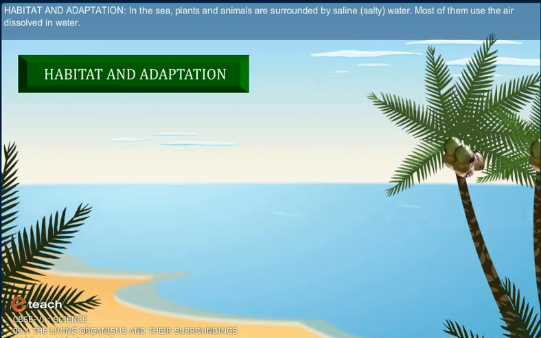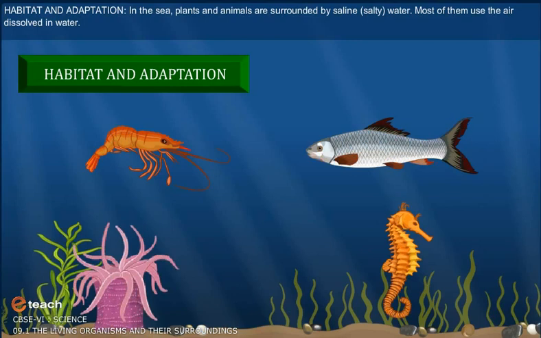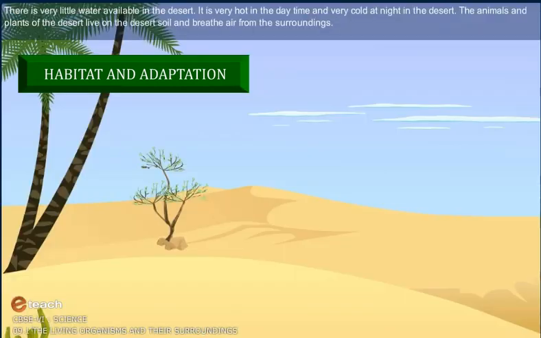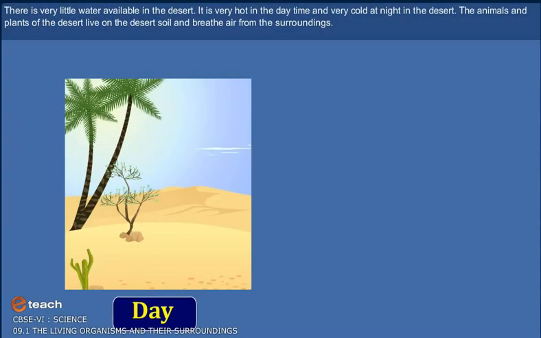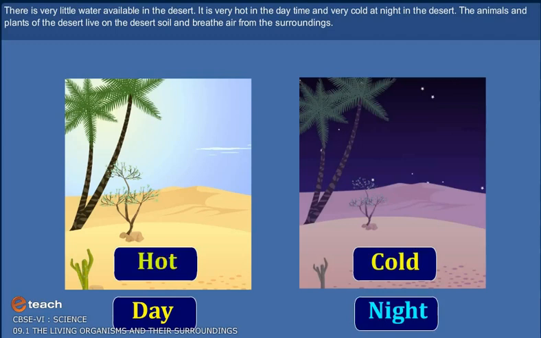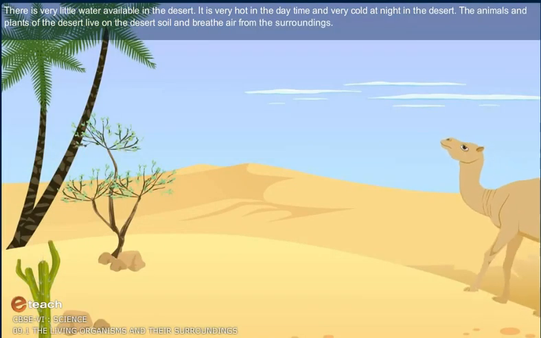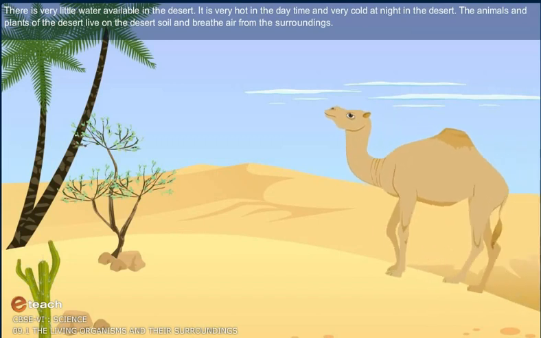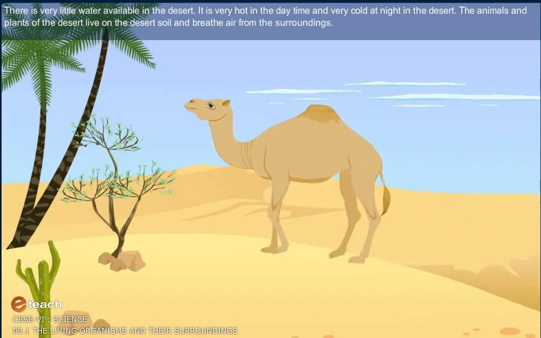In the sea, plants and animals are surrounded by saline, salty water. Most of them use the air dissolved in water. There is very little water available in the desert. It is very hot in the daytime and very cold at night in the desert. The animals and plants of the desert live on the desert soil and breathe air from the surroundings.